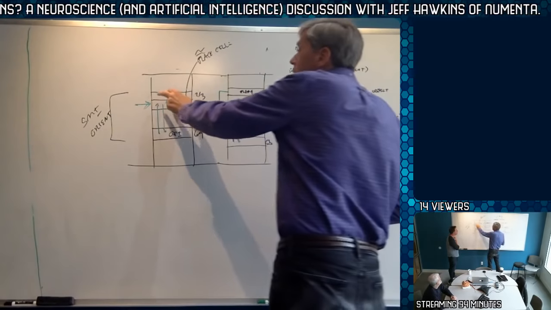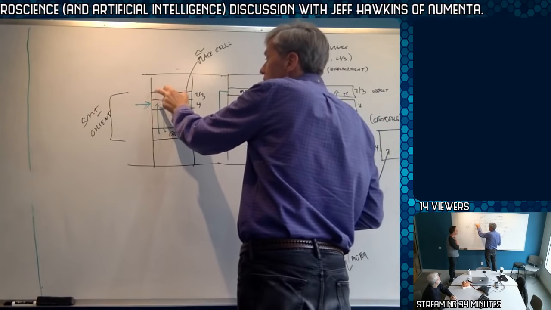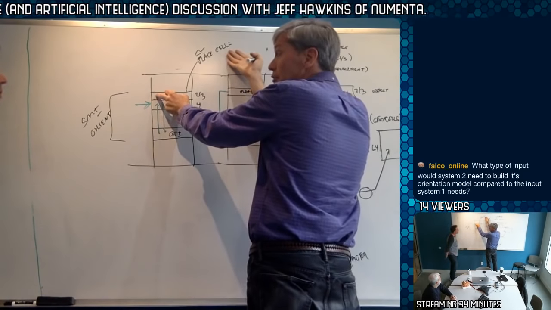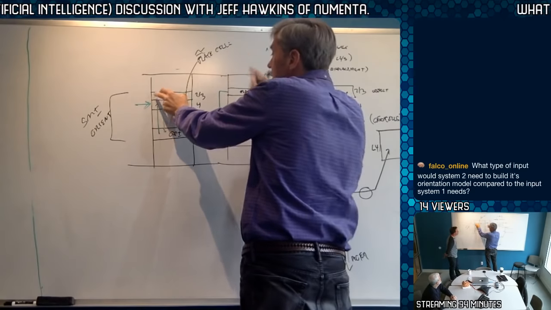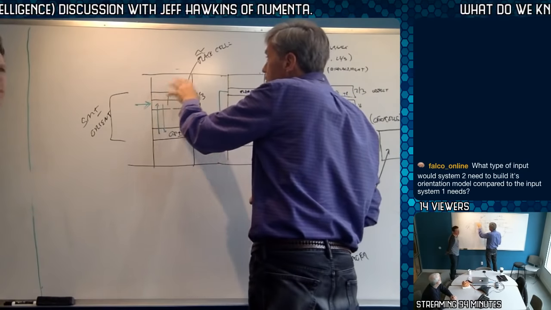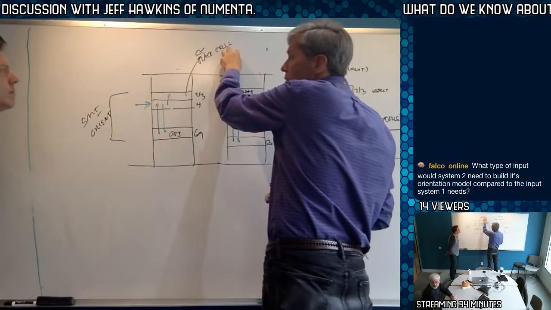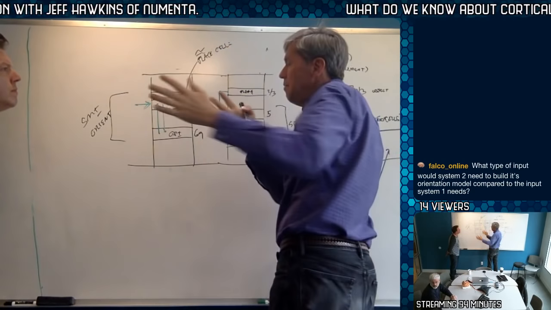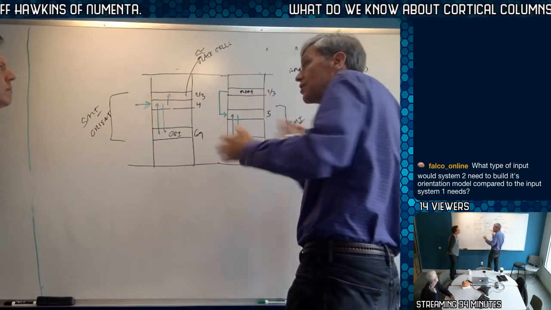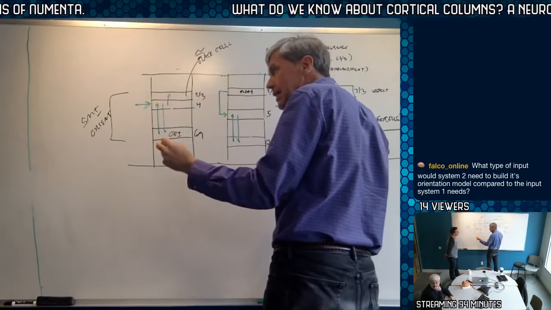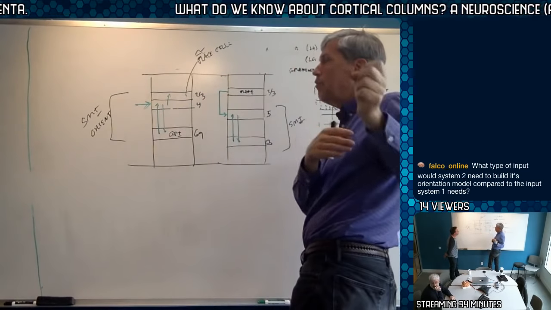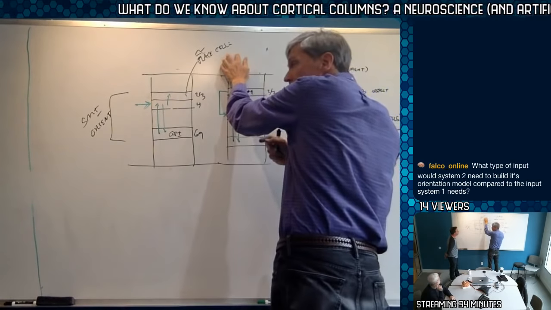Now I have a stable representation of my location, which is really what place cells are in the hippocampus. The place cells say, this is a unique representation of my location in the world, and it's independent of my orientation. That's what place cells do. They just mark a place. If the animal moves its head, the place cells do not change.